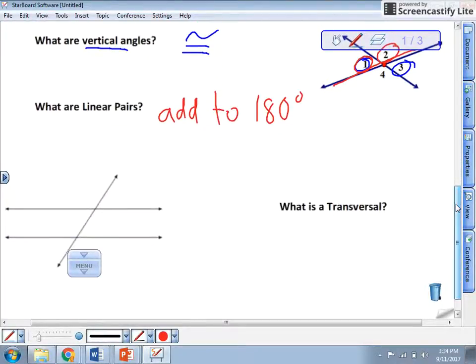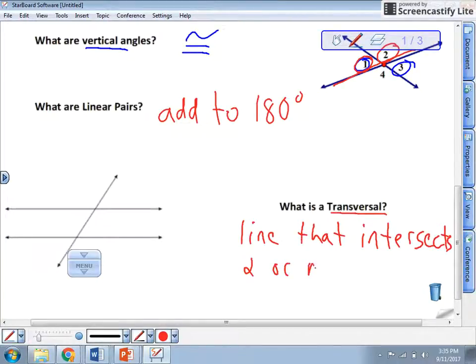All right, so what is a transversal? A transversal, what you need to know, is a line that intersects two or more lines. Now you know that definition. Here's the diagram. It's really easy to see. I'll highlight in red. This would be a transversal. It is a line that intersects more than one line.